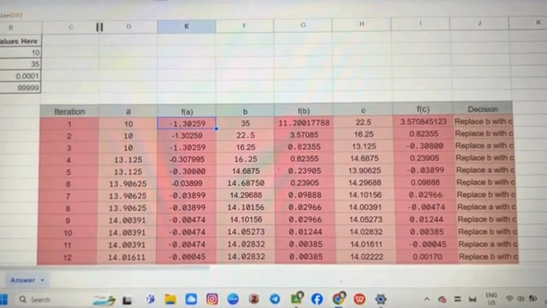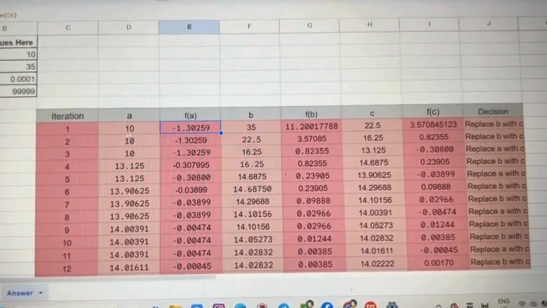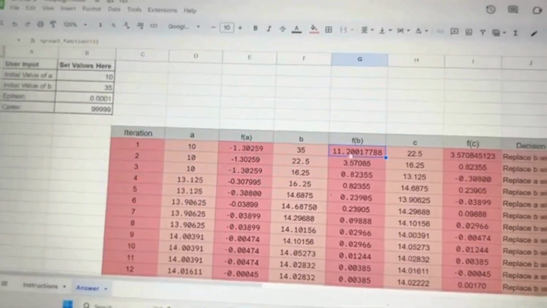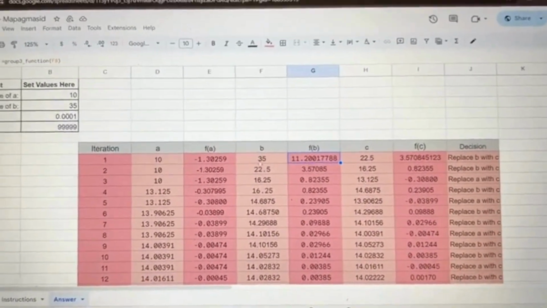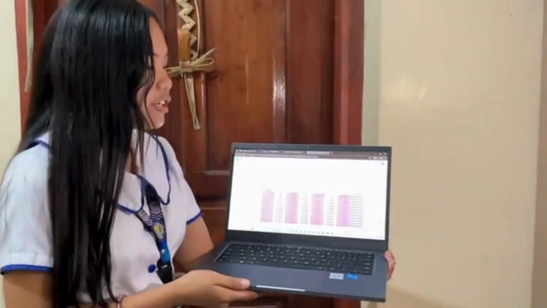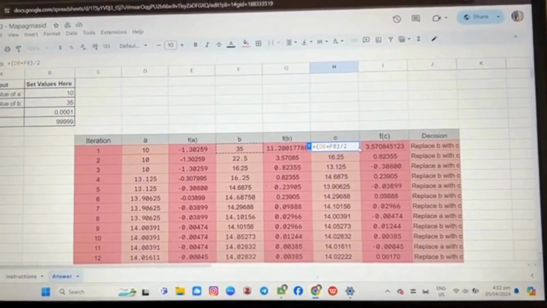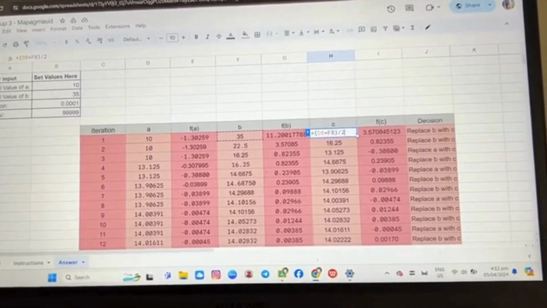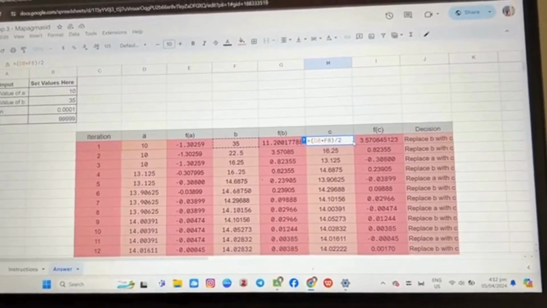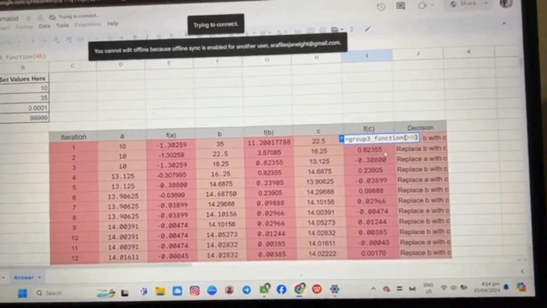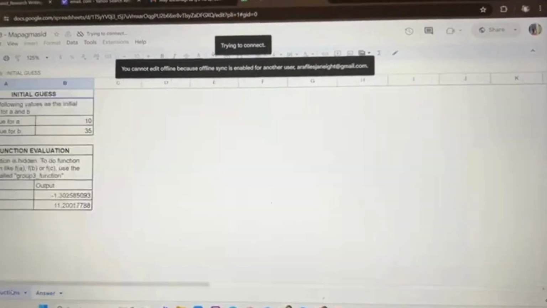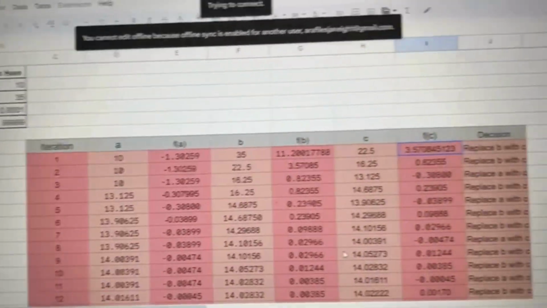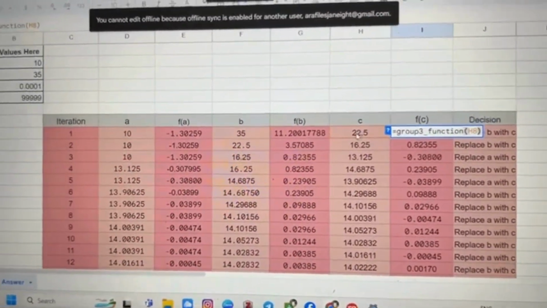As you can see here, the formula is group 3 function D8, which is the initial value of A. And for B, we have group 3 function F8, since F8 holds the initial value of B. In order to get the value of C, we have D8 plus F8 divided by 2, which represents the value of A plus the value of B divided by 2. To get the value of f of C, we've used the group 3 function H8, because the instruction states that to get f of C, just use the formula called group 3 function and pull in H8, which represents the value of C.